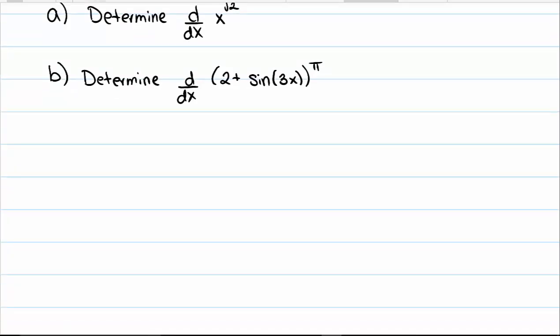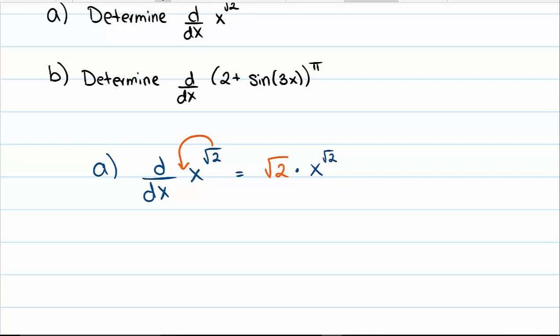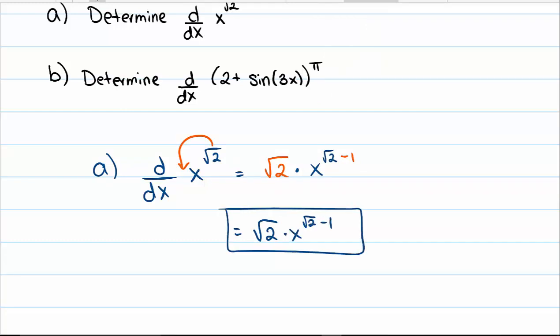Okay, so part A, we wanted to determine d dx of x to the power of radical 2. And remember, with the power rule, the radical 2 comes down to the front. So you get radical 2 times x to the power of radical 2 minus 1. So your final answer is radical 2 times x to the radical 2 minus 1. That's it. Alright, let's try one more.